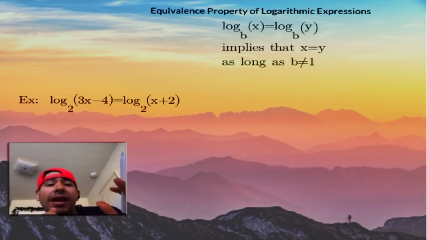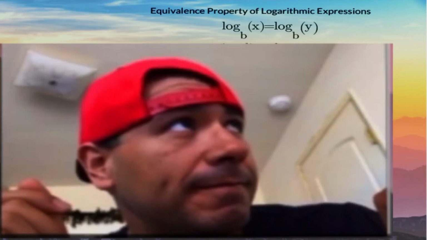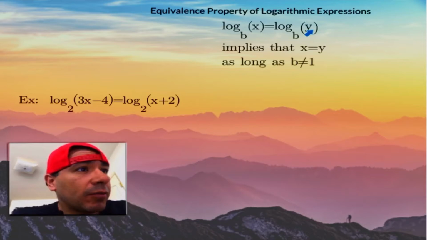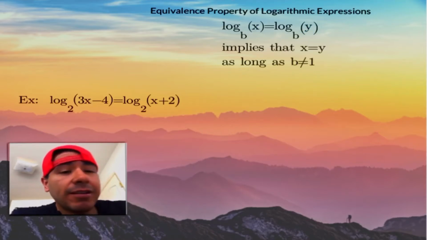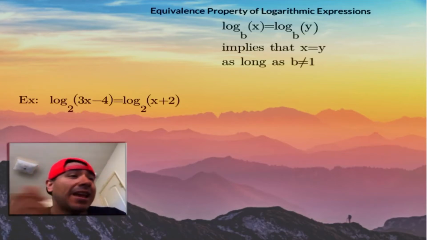So when you have one log on each side, then we say that the arguments, whatever's in parentheses here, those arguments must be equal. That's what this property does. And it's going to save us a lot of time and money because we all know that time equals money.